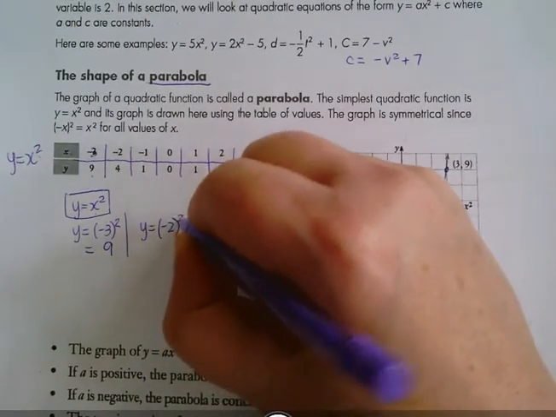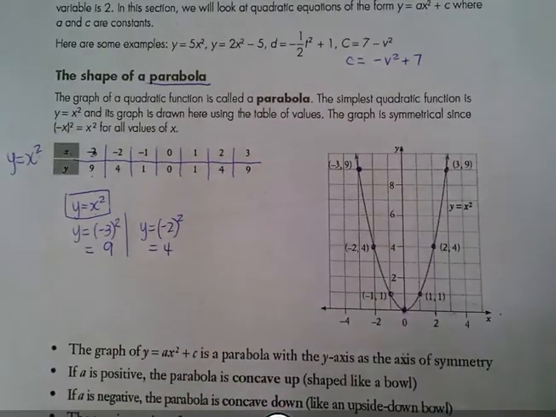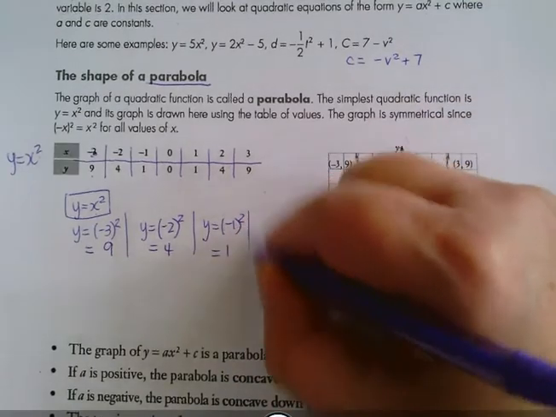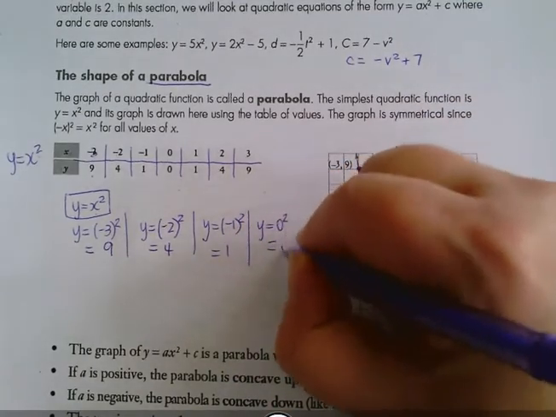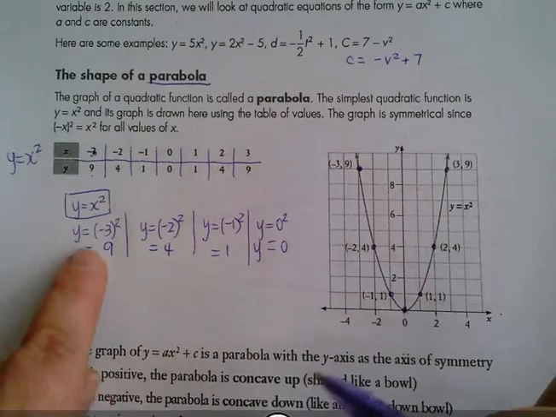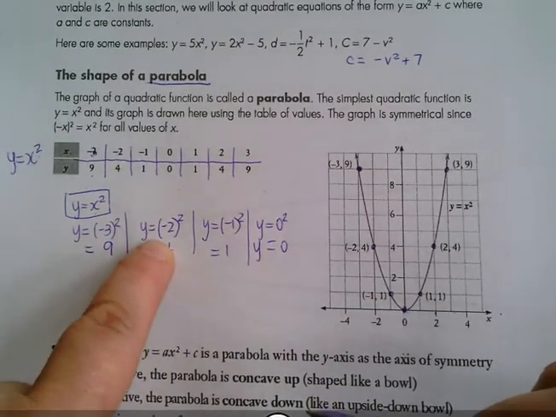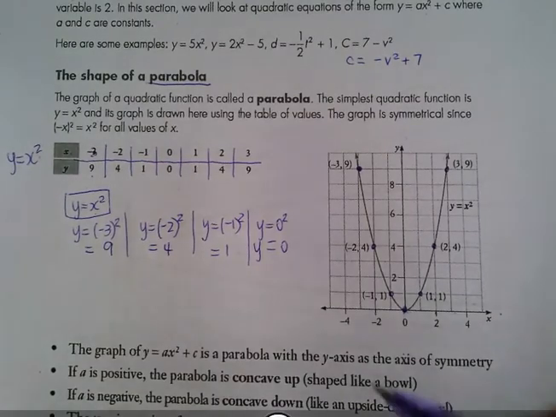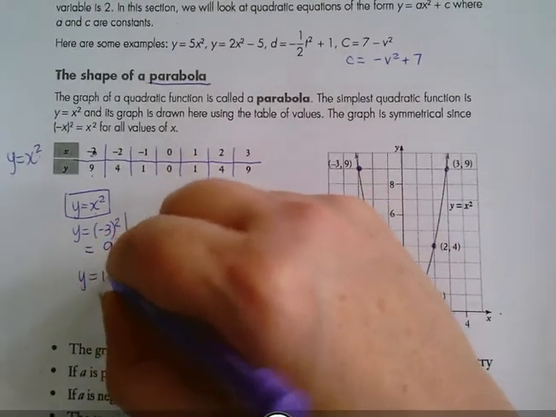So just showing a few more substitutions. Y equals -1 squared is 1, etc. Y equals 0 squared is 0. So that's just substituting x is -3, x is -2, x is -1, x is 0. Then you would substitute x is 1. Do you get it?